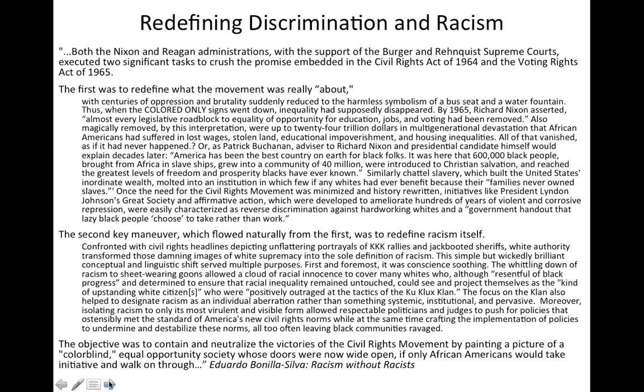So the last thing he says: the objective was to contain and neutralize the victories of the civil rights movement by painting the picture of a colorblind, equal society whose doors were now wide open, if only African Americans would take the initiative and walk through this.